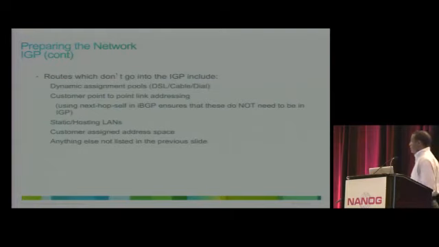If you have routes that do not go into IGP, for example, if you have customers that are being aggregated through DSL, or you have customers that you have assigned IP address from your address space, then you can inject those prefixes into IBGP. You don't need to put them in IGP. And also the interface address from your router to your customer, you don't need to inject it into IGP. You can put them in BGP.